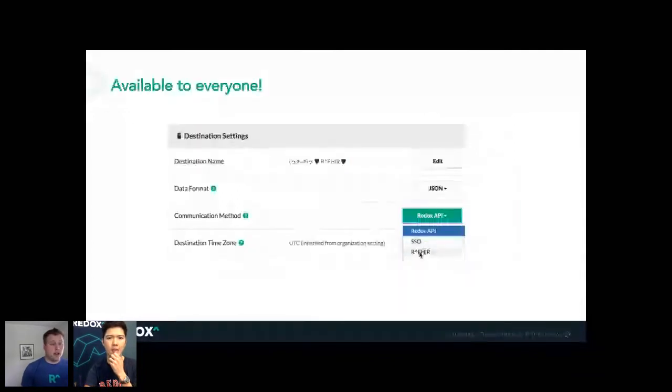And then if you have an account already, it's a free account. Anybody can sign up. You can start playing with this, start sending messages to yourself. This is behind a feature flag right now, so if you're an existing Redox customer, we're happy to turn it on for you, and we'll release it to everybody in the next week or so. It's as simple as toggling the communication method on your destination or source to Redox FHIR.